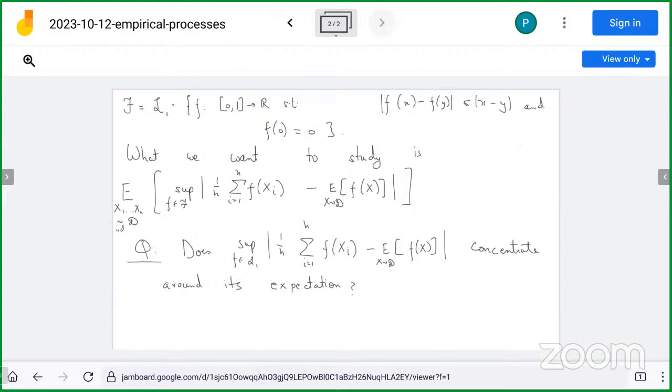How small? You don't need to put a constant. These are basically bounded random variables you're taking, so the variance of this quantity is about 1/n. That's what you expect. So the deviation should be at most about 1/n, just from standard arguments.